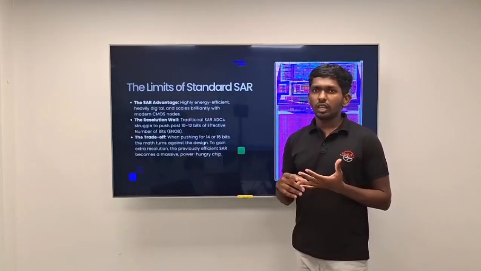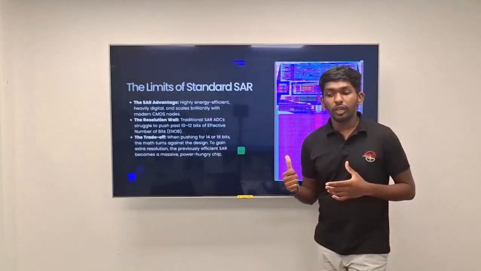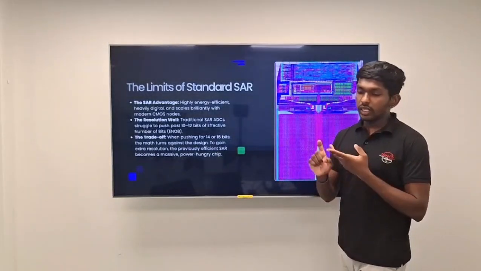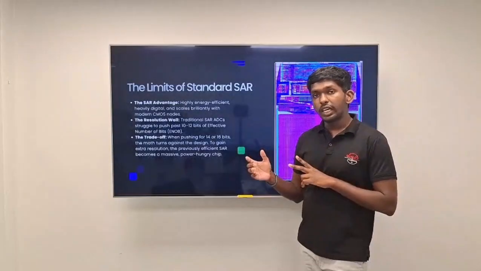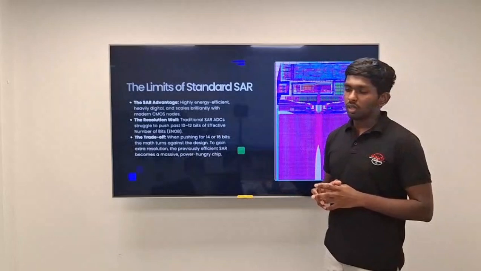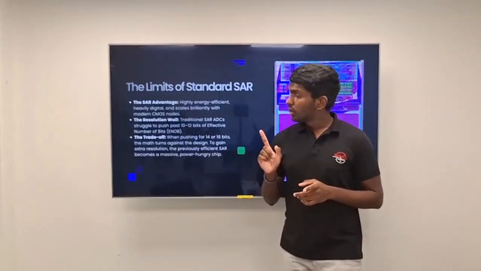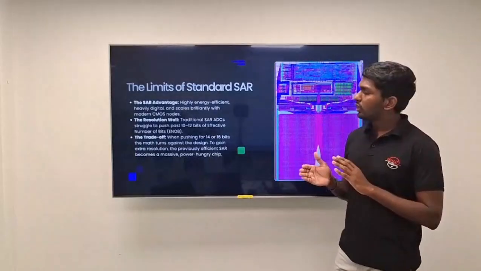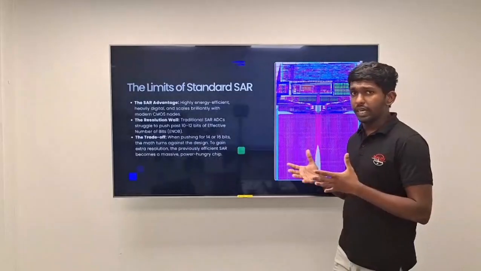or FPGAs and other places. Because the standard ADC has several advantages. The first one is it's highly energy efficient. Second, it's heavily digital, so it scales brilliantly with modern CMOS nodes. But it has a hard ceiling. Usually, a SAR ADC is okay with 10 to 12 bits effective number of bits. That's enough for many cases.